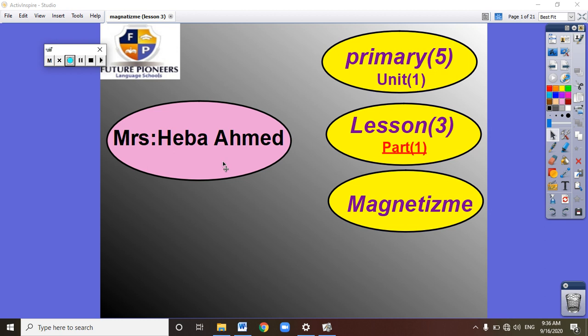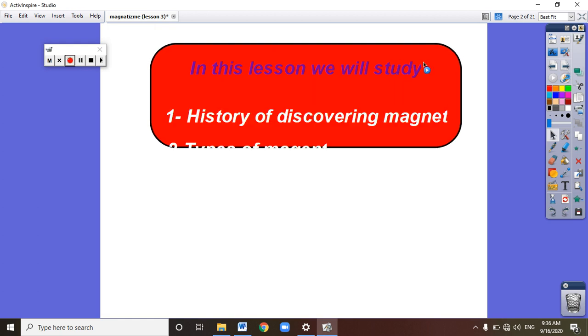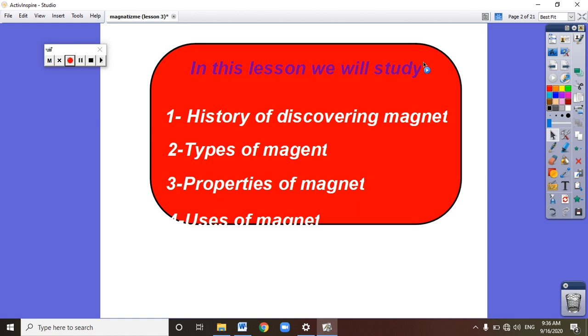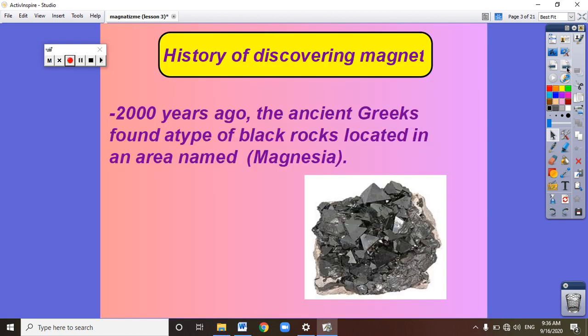Today we will take Lesson 3 Part 1 from Lesson 3, which is called Magnetism. In this lesson we will study the history of discovering the magnet, types of magnet, properties of the magnet, and uses of the magnet. Let's start with the history of discovering the magnet.